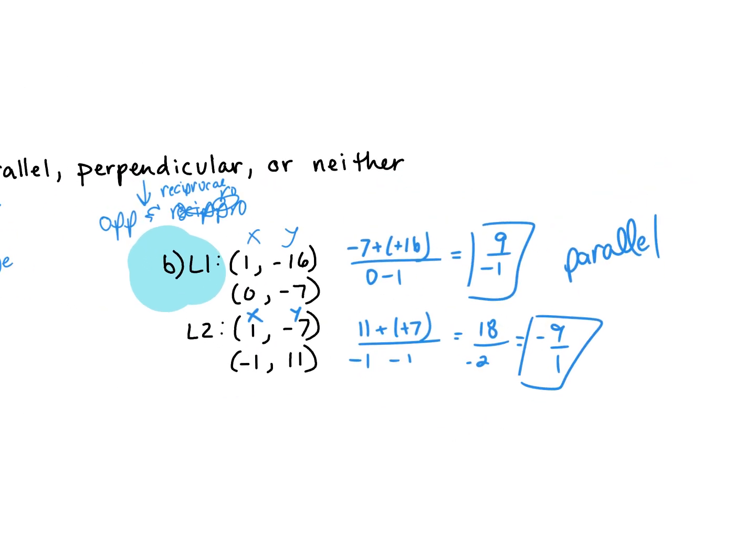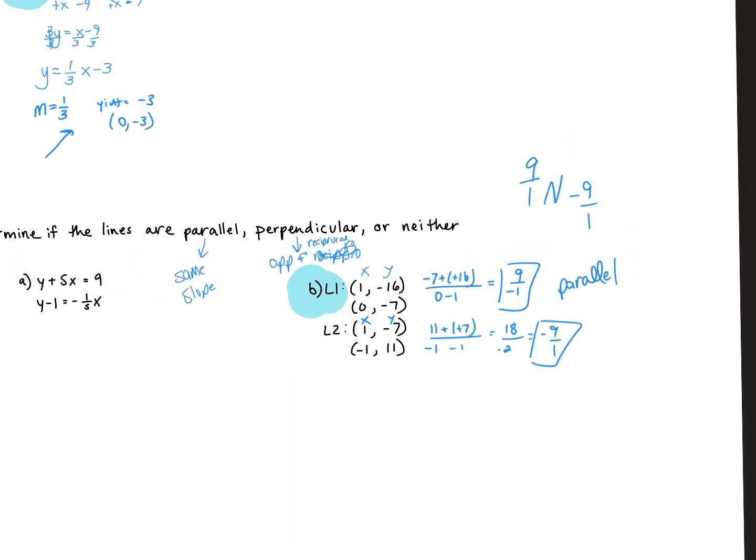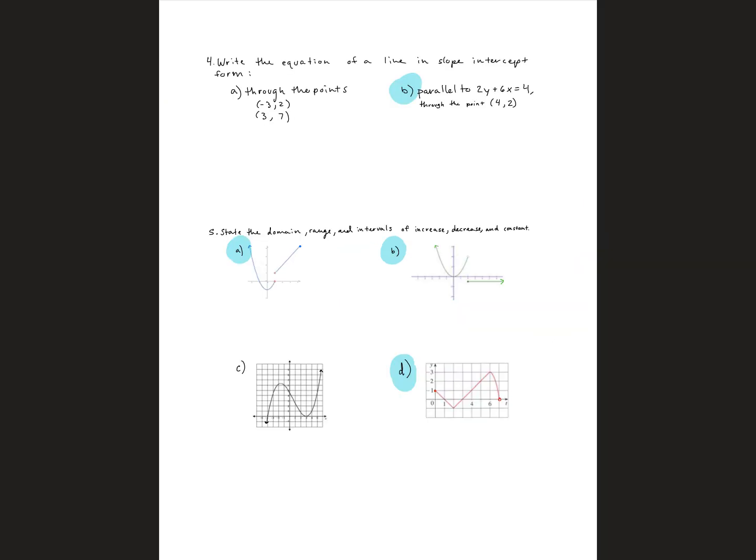If you don't show any work and you just randomly guess neither and you're right, congratulations, you're not getting any points. You have to show me why. If this were to end up as 9 over 1 and -9 over 1, are those two things parallel? No, that would be neither. They have to be exactly the same or opposite reciprocals, meaning one positive, one negative, and they're flipped of each other. So make sure it's both of those things. You guys with me so far? Everybody all right? Okay.